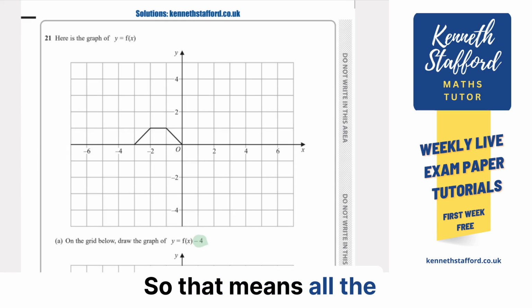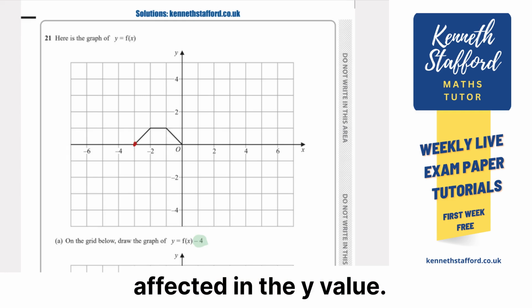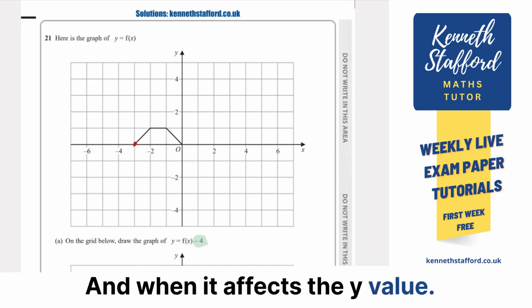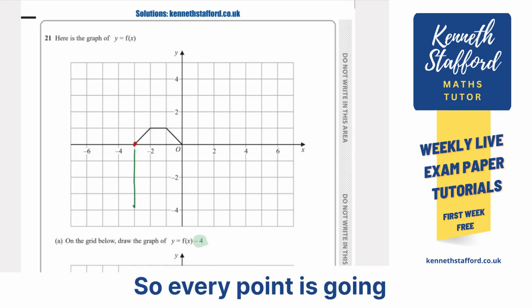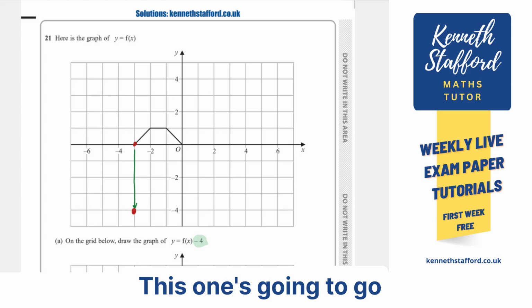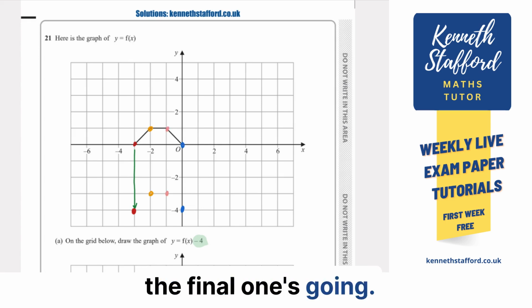So that means all the coordinates are going to be affected in the y value. And when it affects the y value, you do what it says. So they're all going down 4. So every point is going to go down 4. This one's going to go down 4 as well. This point was here, down 4 to there. You can probably see where the final one's going.